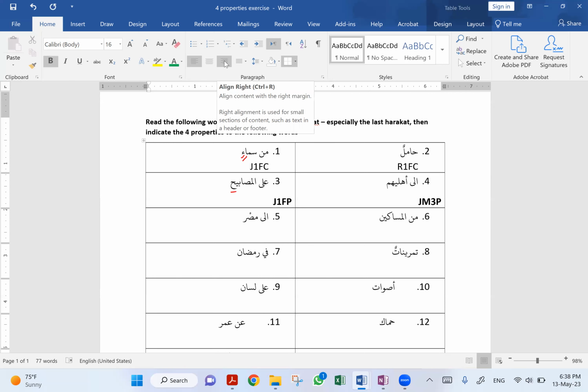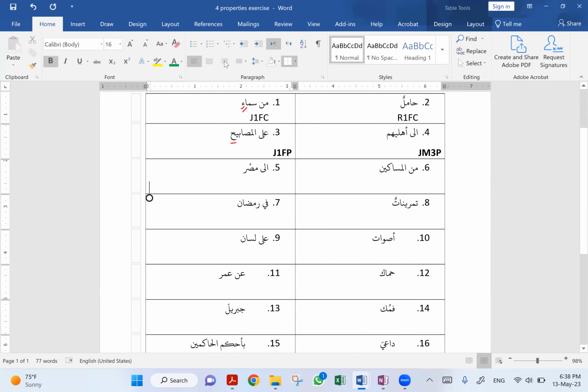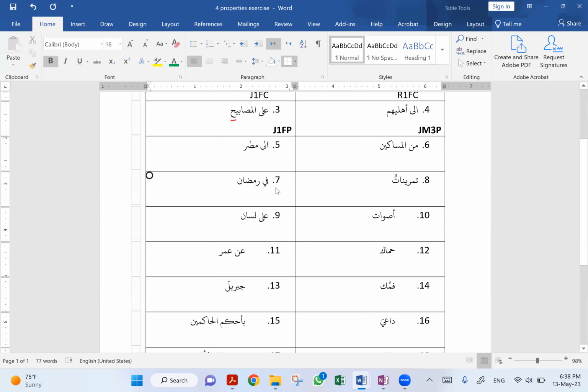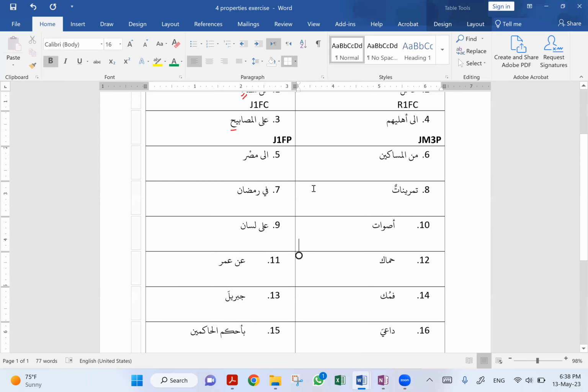I'm going to skip "ila Misr", because of time. Let's do the things that have to do with number 7, then maybe number 10, and then maybe number 15. Maybe these exercises I can post in the group. You can try them, and if you encounter any difficulty, you can let me know and we can discuss that. "Fi Ramadan", what do you guys think?